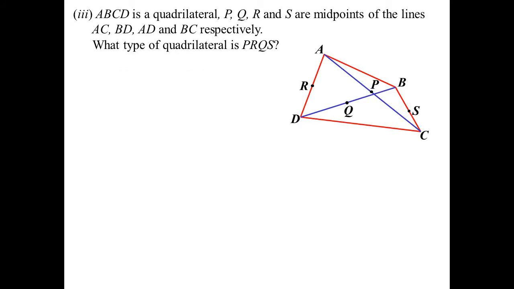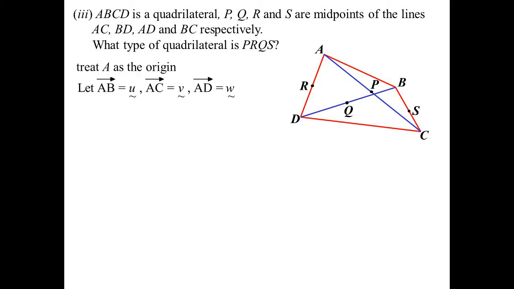Now, let's have a look at this one. Is that a little bit more interesting? ABCD is a quadrilateral. P, Q, R and S are the midpoints of AC, BD, AD and BC. What type of quadrilateral will we get when we join up P, R, Q and S? Well, I'm going to take A to be the origin. If they'd labelled one O, I probably would have taken that one, but they haven't. So let A be the origin.